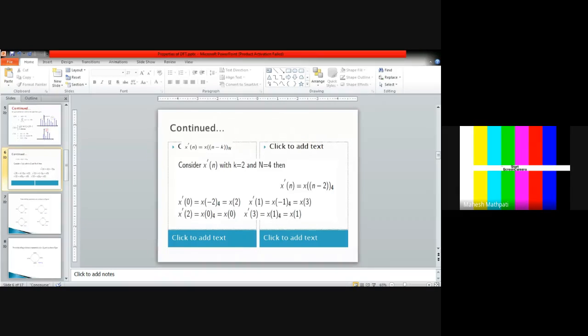x dash of 2 equals, if you take n equals 2 here, so 2 minus 2, 0 came. So x of modulo 0, 4. What happened here now? This is a very important point to remember again here. So x dash of 2 is equal to, what's happening? x of modulo 0, 4, which equals, writing it as, actually x of 4, right? Whether x of 4 value is there in our given sequence?